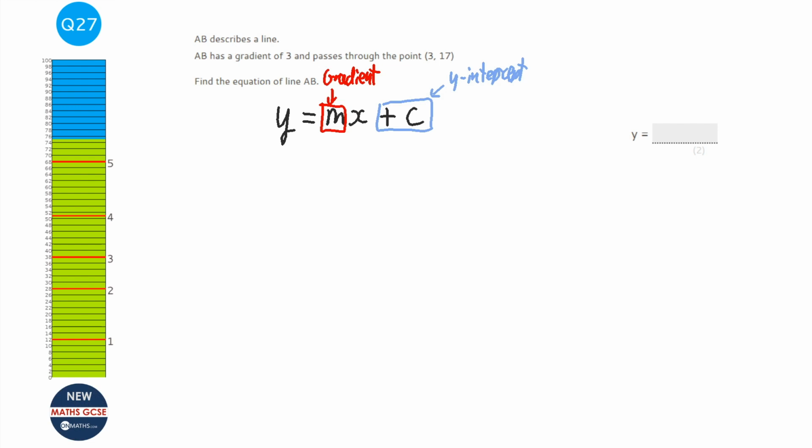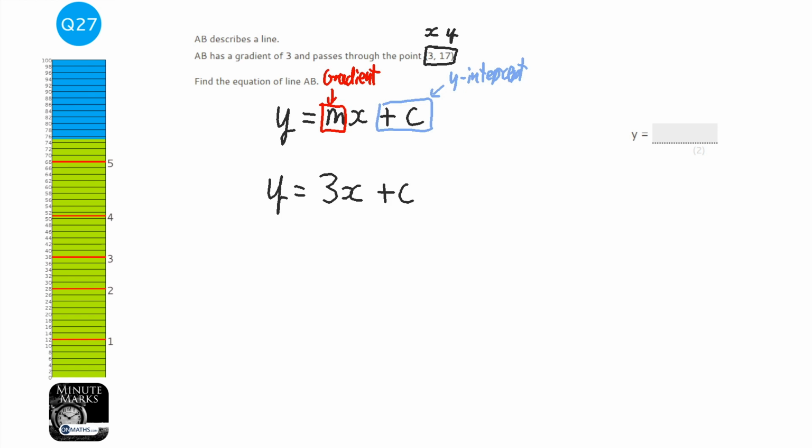Now it already tells us that the gradient of the line is 3, so we can fill that in. So it's y equals 3x plus c. Nice and easy. The only thing we don't have is the y-intercept. Now the way of getting the y-intercept is substituting in the values we know. We know when x is 3, y is 17.